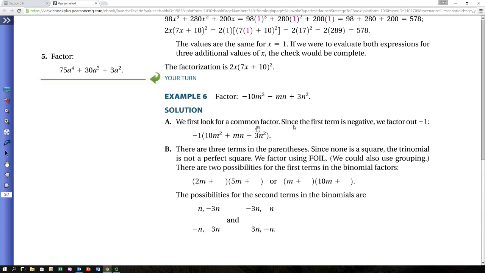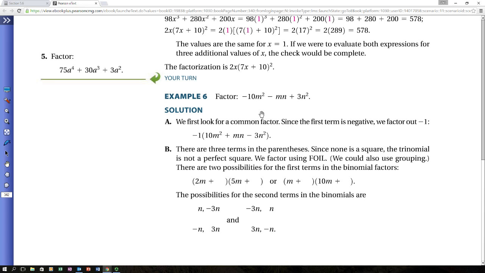Well, look for common factors. There's 2 and 5, which are prime here. There's a negative 1 and a 3. There are no common coefficient factors, and there's m here. I have m and n, but I don't have an m here. So there are no common factors for any of these terms.